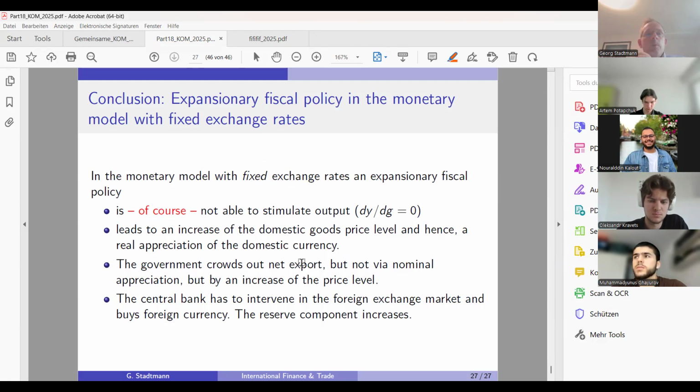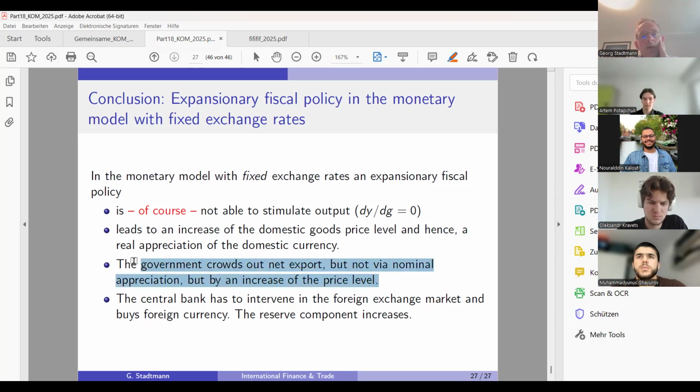An expansionary fiscal policy leads to an increase of the domestic goods price level, and this causes a real appreciation of the domestic currency. So the government also here is crowding out net exports, but not via a nominal appreciation, but by an increase of the price level. The central bank has to intervene in the foreign exchange market and buys foreign currency, so the reserve component increases.